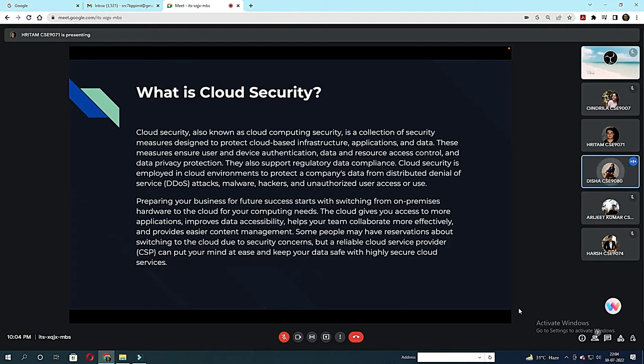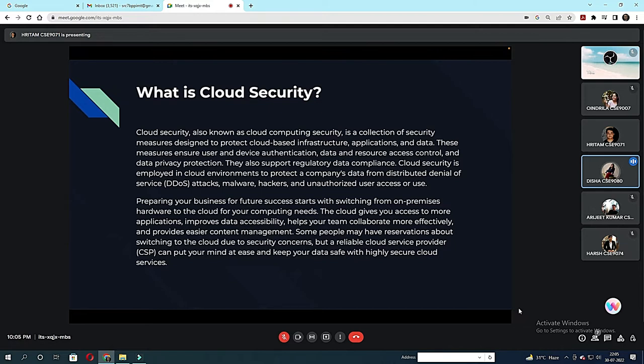So let's discuss what is cloud security. Cloud security, also known as cloud computing security, is a collection of security measures designed to protect cloud-based infrastructure, applications and data. These measures ensure user and device authentication, data and resource access control, and data privacy protection. They also support regulatory data compliance. Cloud security is employed in cloud environments to protect a company's data from distributed denial of service, DDoS attacks, malware, hackers, and other unauthorized user access or use.